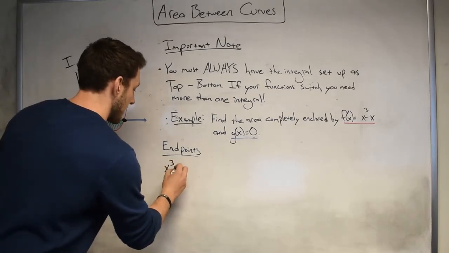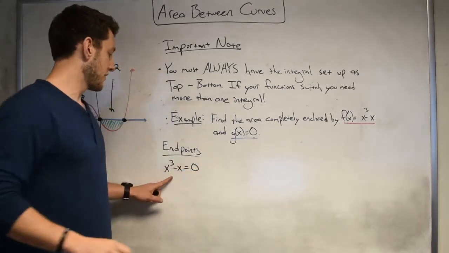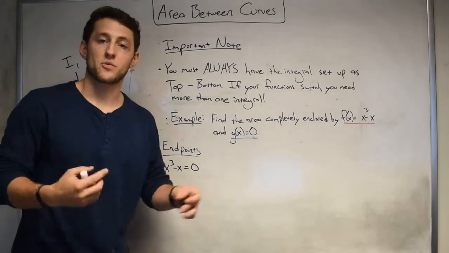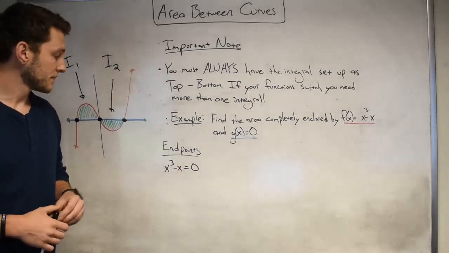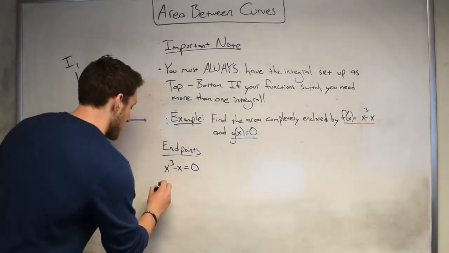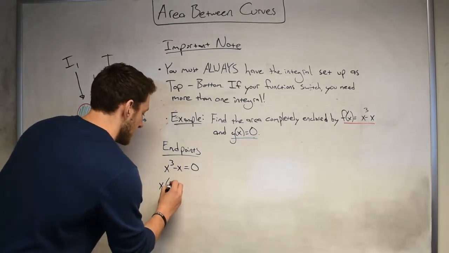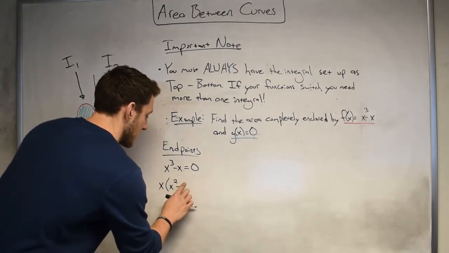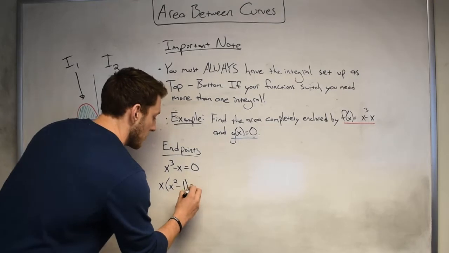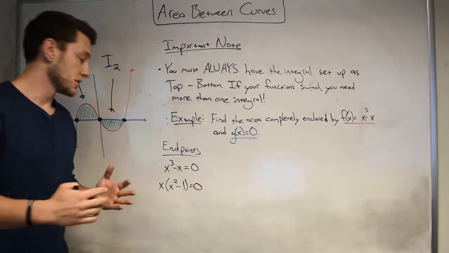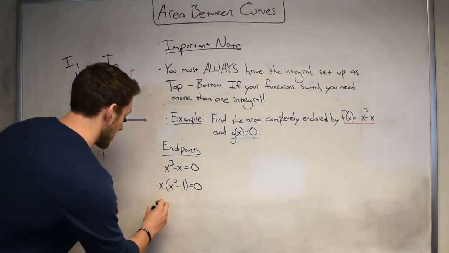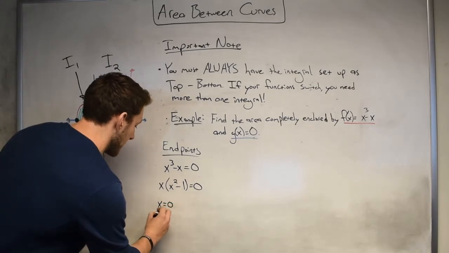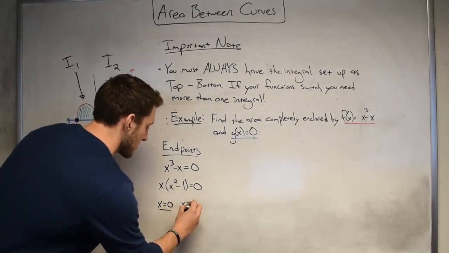x cubed minus x, f of x equals g of x, and hey, g of x is just really nice this time. In order to solve this, first off, factor out an x, giving us x times x squared minus 1 equals 0. And ultimately, setting them both equal to 0 and solving, we would get that x equals 0 and x equals plus or minus 1.